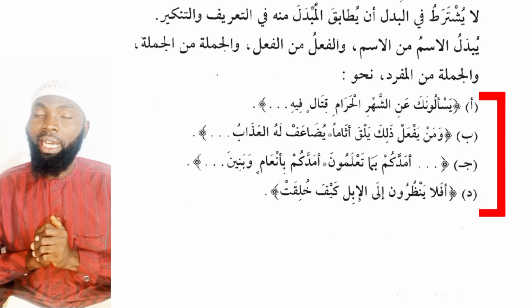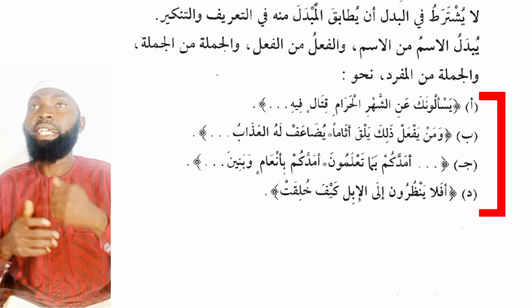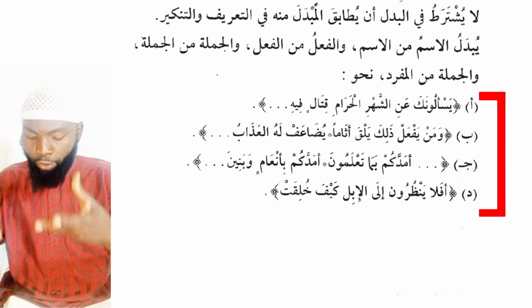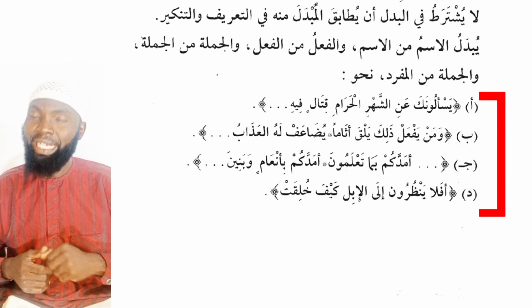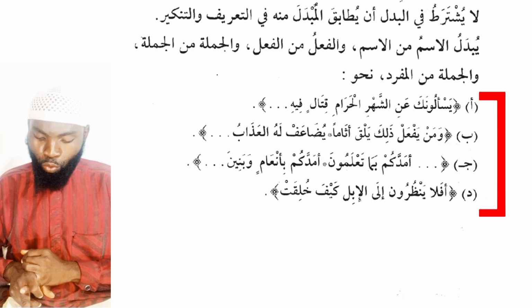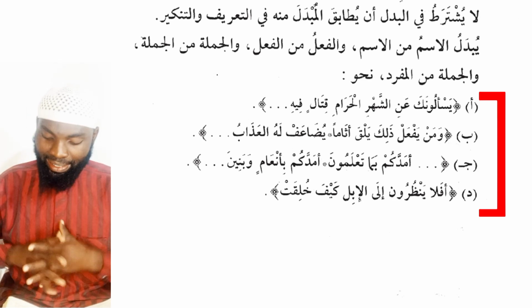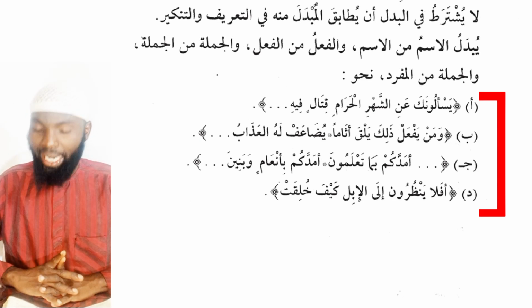Number 3, Allah says, "amaddakum bima ta'lamun", He extended to you and provided for you with what you know. "Amaddakum bi an'amin wa banin", He provided for you with cattle and children. So "amaddakum bima ta'lamun" is replaced by "amaddakum bi an'amin". Here, a sentence for a sentence.